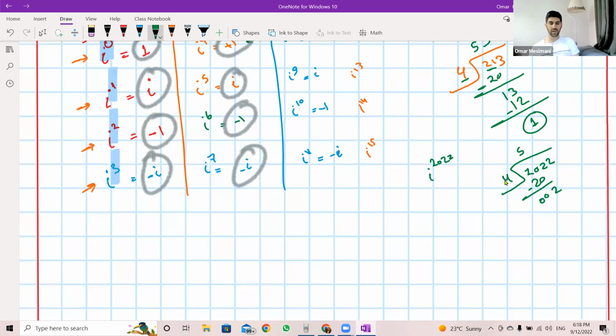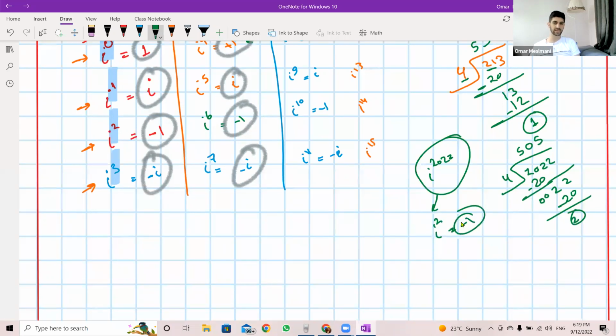You take the 2. How many 4s with this 2? There is none, so you say a 0. You take another 2, so 22. How many 4s with this 22? Again, it's a 5. 5 times 4 is 20. You subtract, you get the 2. Now, what is your remainder? It's a 2. So basically, I power 2022 is exactly the same as saying I power 2, which you know as a -1.